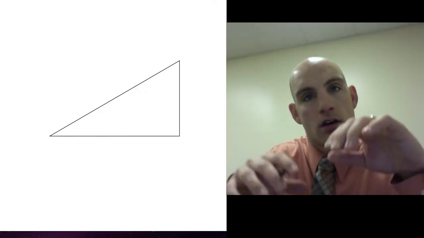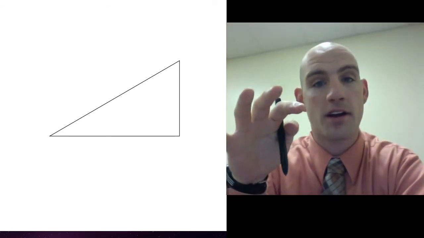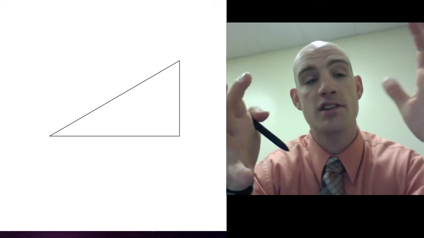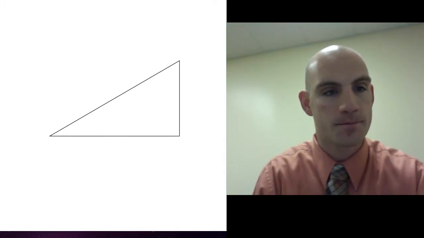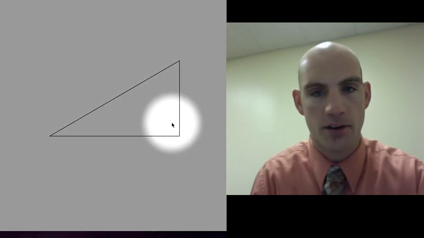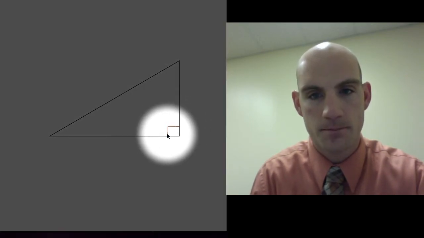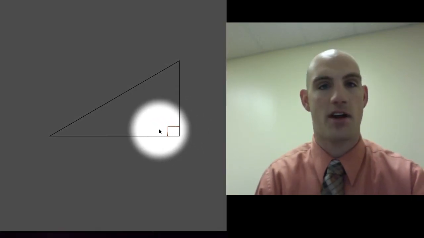Okay, when we start to talk about trig ratios, we are talking about right triangles. This whole chapter is about right triangles, and so what I've drawn here is a right triangle. Key characteristics, once again, we have to have this right angle down here. Okay, we have to have that right angle.